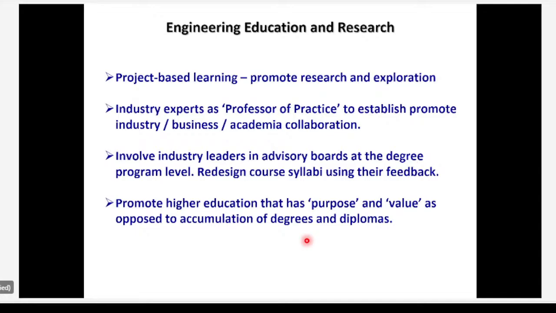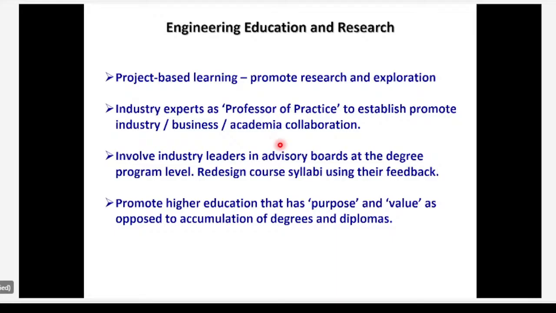And just the last few slides here are about engineering education and research in general. Project-based learning is what is being encouraged everywhere. So instead of just lecture and solving problems on a topic from the book, people are now encouraging more project-based learning, which means you select a problem, have students work on it, and as they work on the problem, they start pulling information from books and other things. So focus on the problem and then learn the content about the subject.